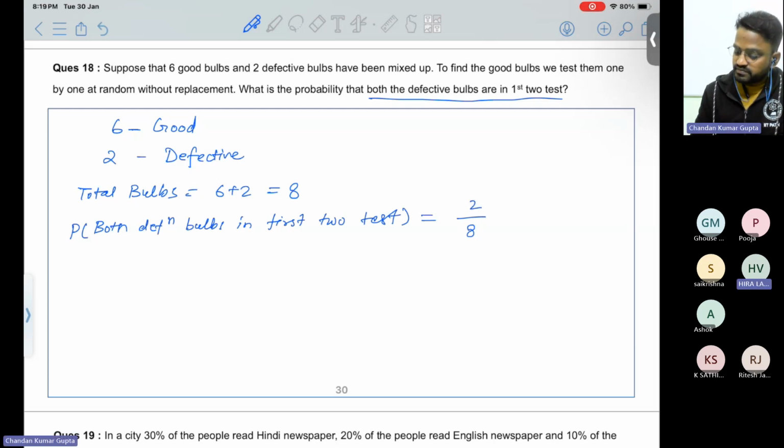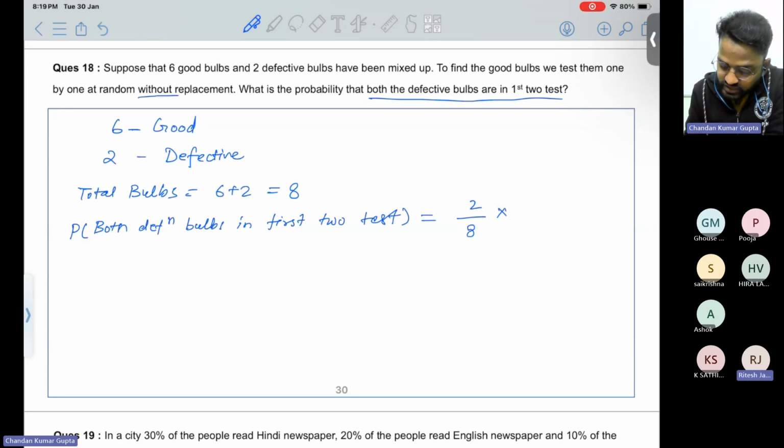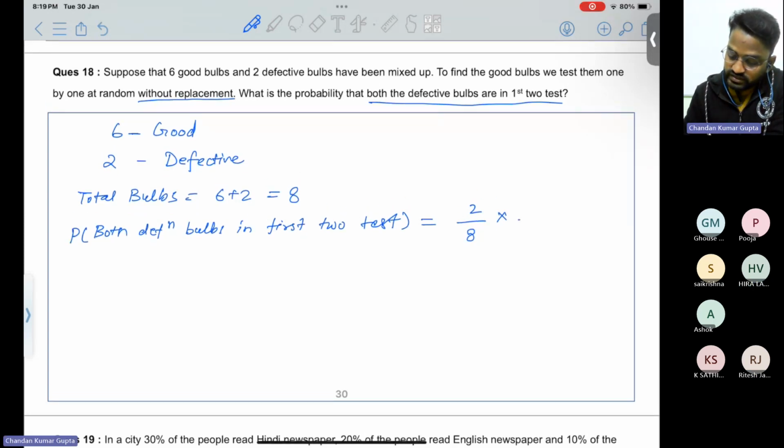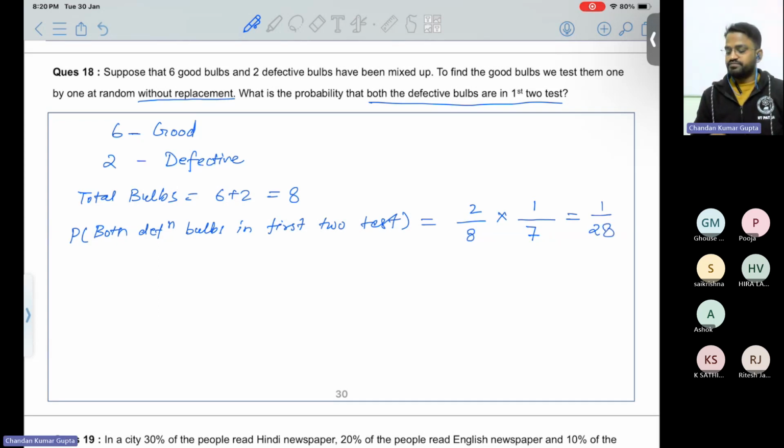There are 2 defective bulbs out of 8. Exactly, 2 by 8. And because here it is clearly mentioned without replacement, in the second draw it is 1 by 7. A total of exactly 7 bulbs are there, and as in the first draw we have drawn 1 defective bulb, the last one is there. So it comes out to be 1 upon 28. Exactly. Is it clear?